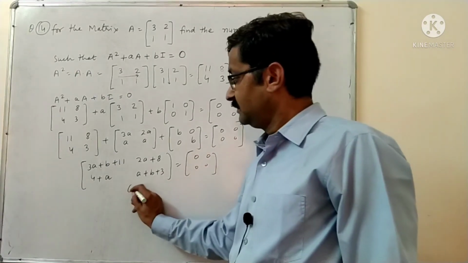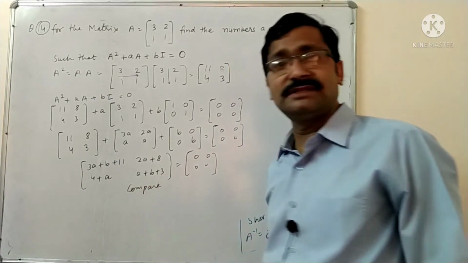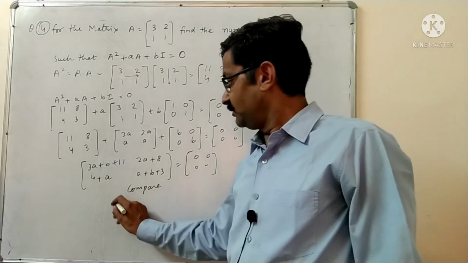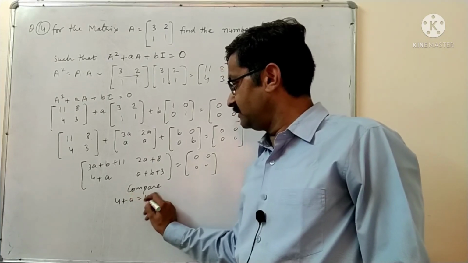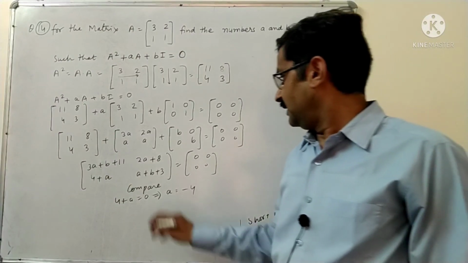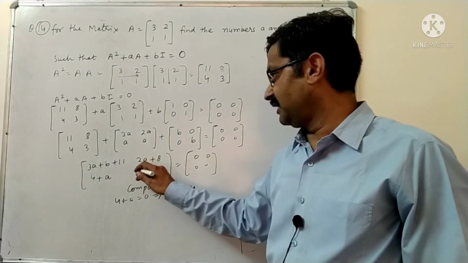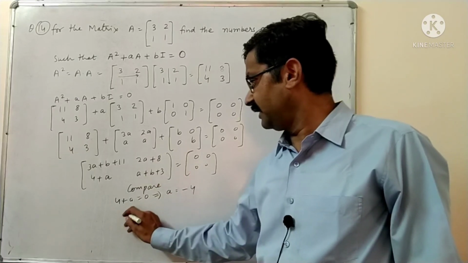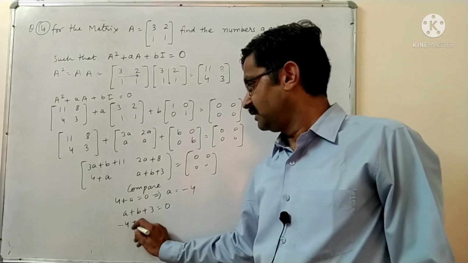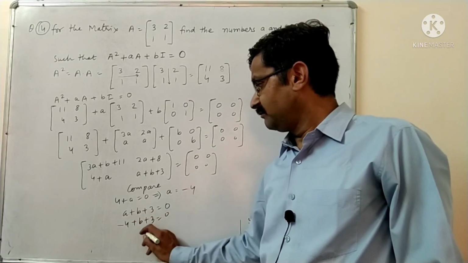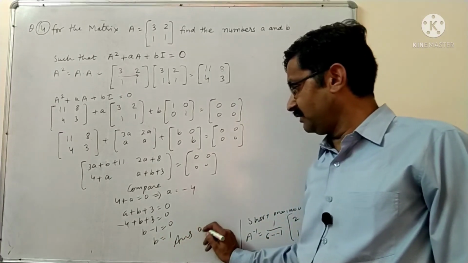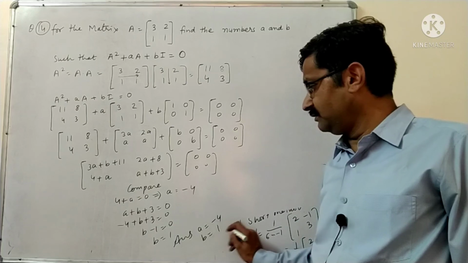Now you compare. When we compare, first of all we compare the simple one. Simple one is 4 plus a equal to 0. Okay, so 4 plus a equal to 0. From here we get a equal to minus 4, and here also you can put a minus 4, then it is verified. Now you put a plus b plus 3 equal to 0. Place of a you put minus 4. So what we get here? b minus 1 equal to 0, so b equal to 1. So you get answer a equal to minus 4 and b equal to 1.